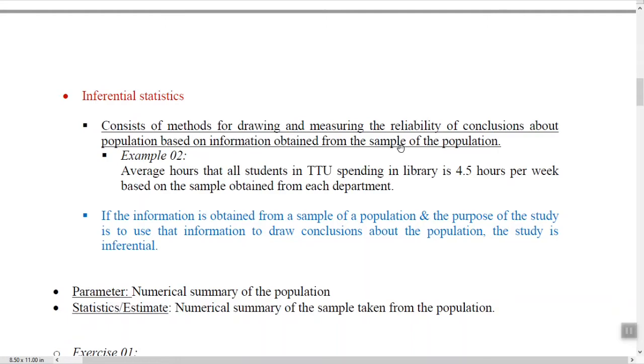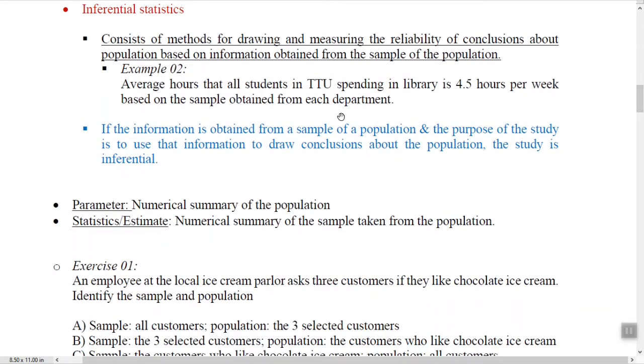That's what I have mentioned in this blue color text. If the information is obtained from a sample of a population and the purpose of the study is to use that information to draw conclusions about the population, then the study is inferential statistics.